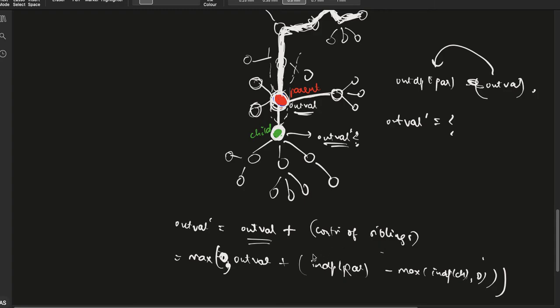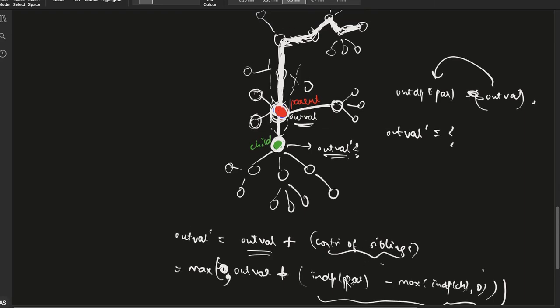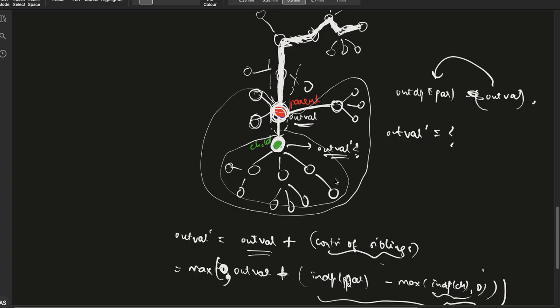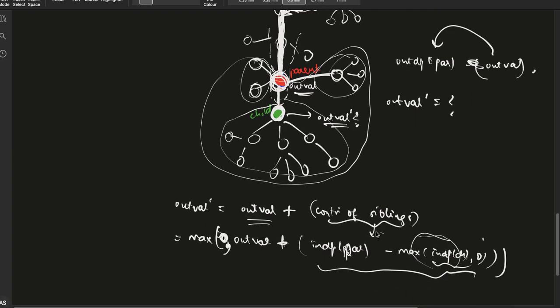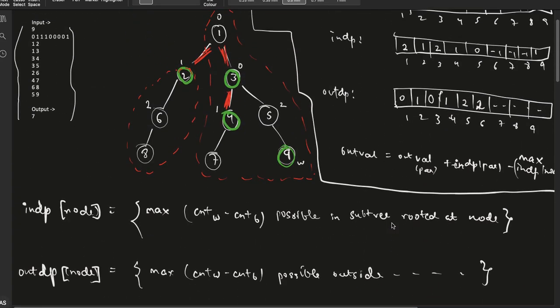So the way this works is, the out DP contribution of the sibling is this term, and the way we got it is: NDP of parent stores all the information from this whole subtree, and NDP of child stores the information for this subtree. So if we exclude this information from the whole subtree, we'll get only the siblings. So this is what we want: the contribution of siblings. So yeah, this is the logic.